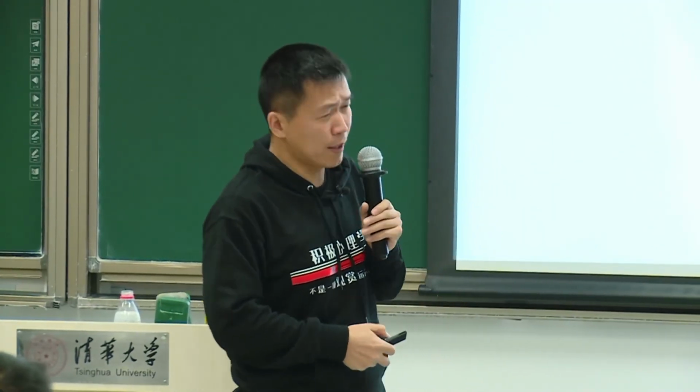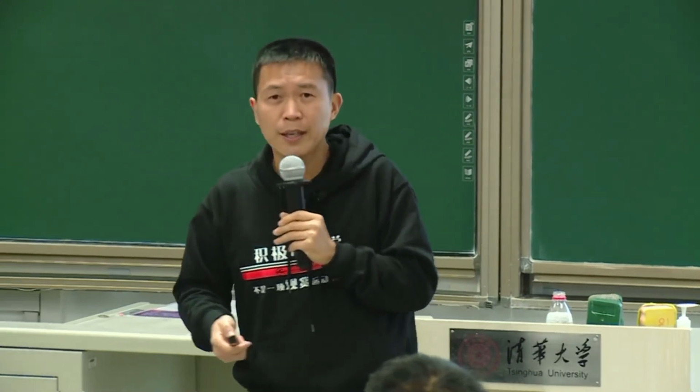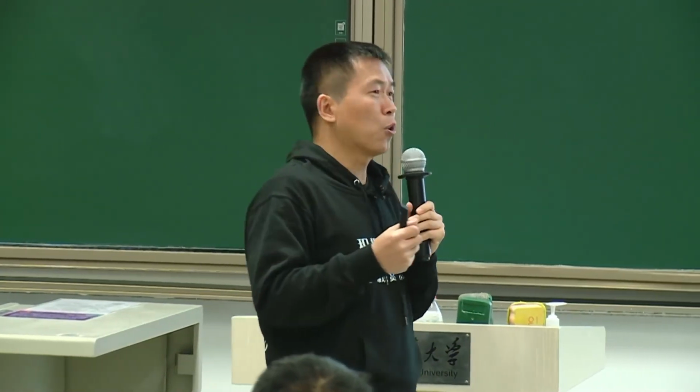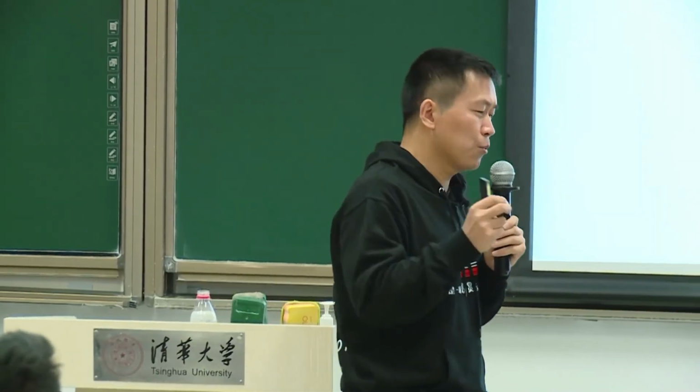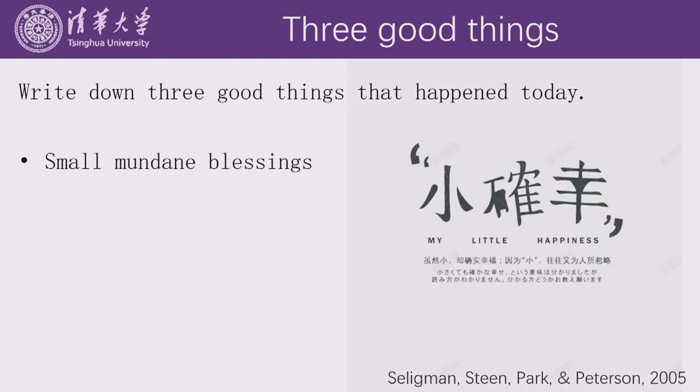So here is an exercise proposed by Martin Seligman, the founder of positive psychology. It's very simple. We often ignore good things in our lives. So why don't you just write down 3 good things every evening before you sleep? That's happened today. It doesn't have to be big good things, because big good things will not happen every day, right? You cannot get admitted to Tsinghua every day. And you cannot get guaranteed admittance to your postgraduate study, right, every day. But there are small mundane blessings that's happening every day, like what Chinese people say, 小确幸, right?